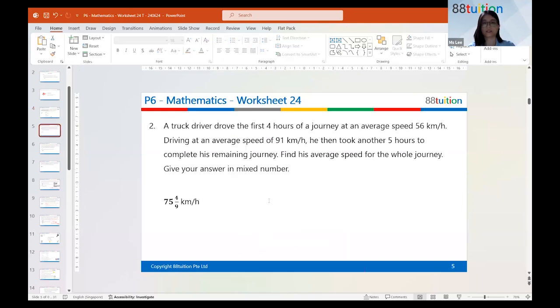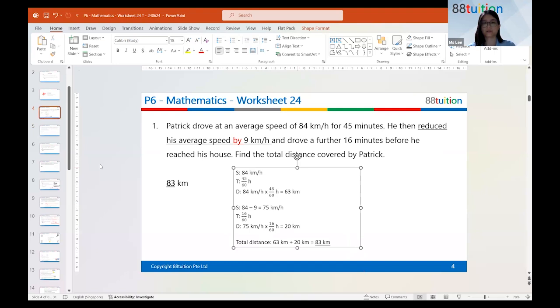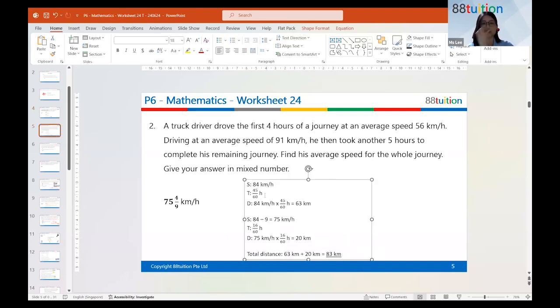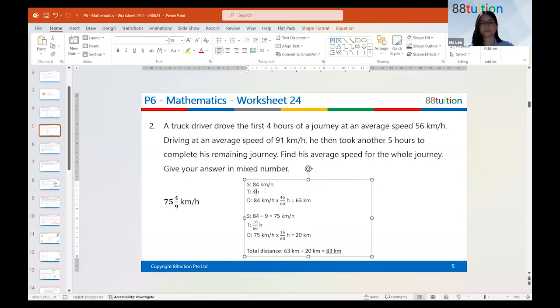Okay, the next one. A truck driver drove the first 4 hours at an average speed of 56 kilometer per hour. Then, driving at an average speed of 91 kilometer per hour, he took another 5 hours to complete his remaining journey. This is all part of a journey. Find the average speed of the whole journey.